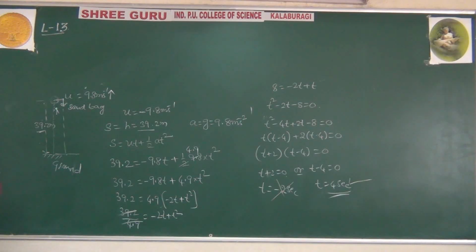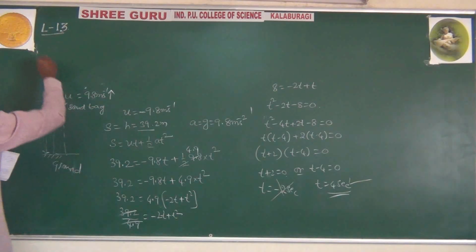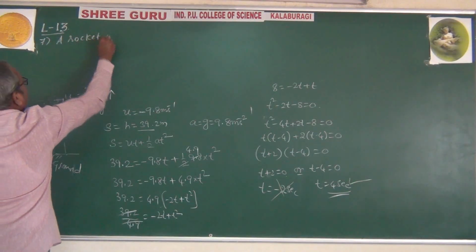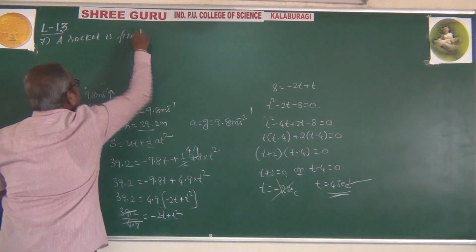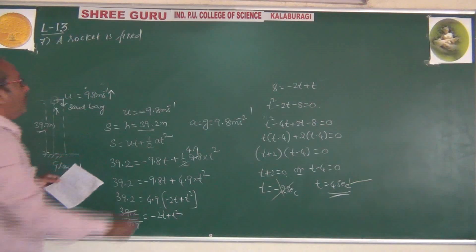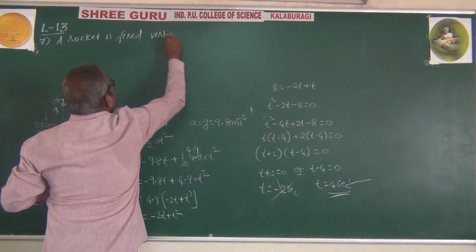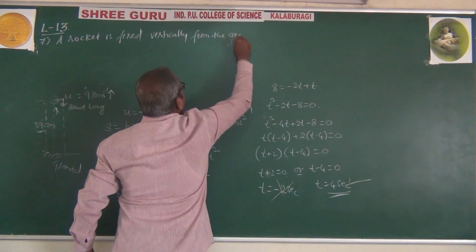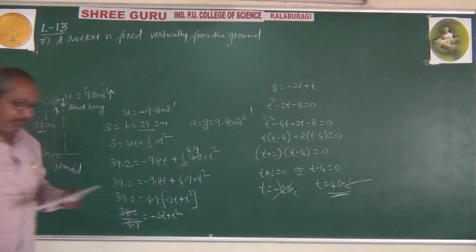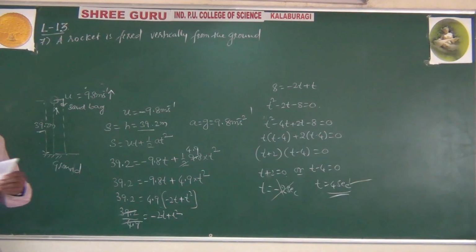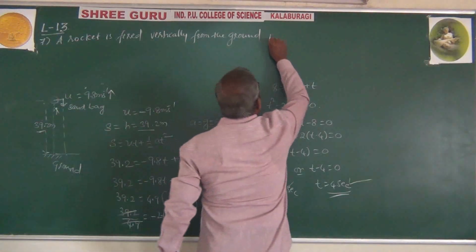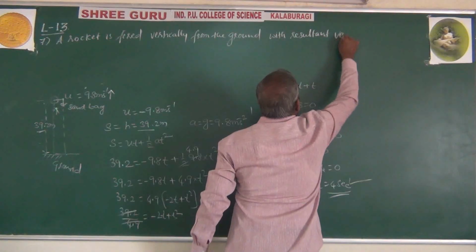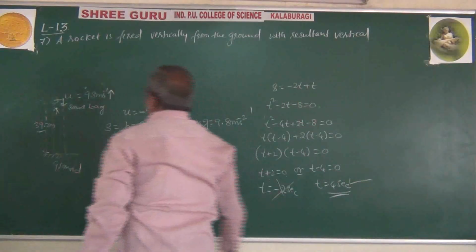A rocket is fired vertically from the ground, with the resultant vertical acceleration.